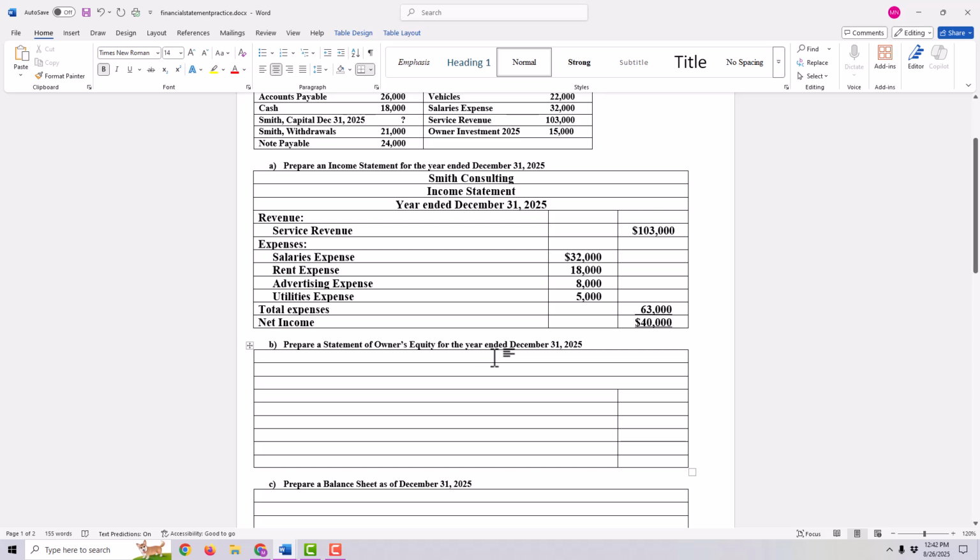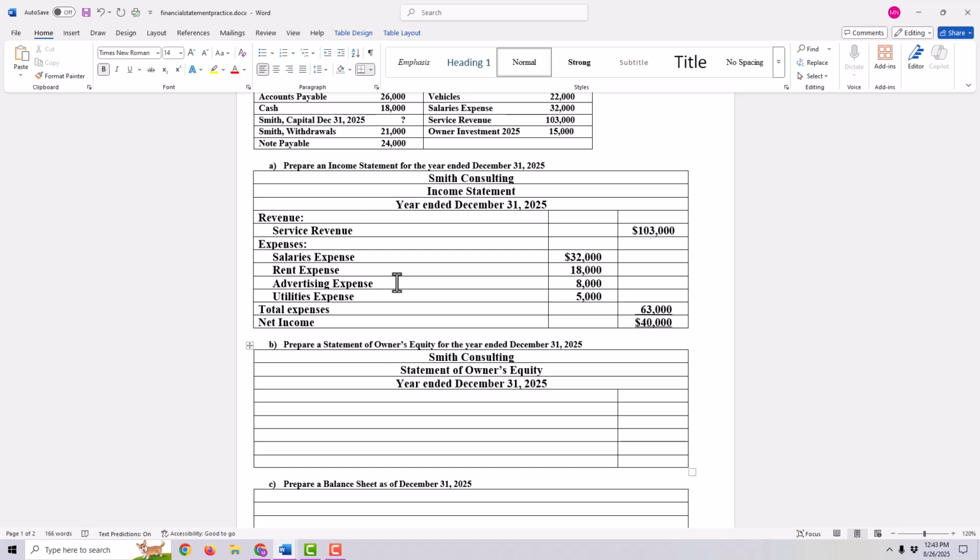Now we're going to do the statement of owner's equity. I'm going to go ahead and put the heading in first, the name of the company. The report is the statement of owner's equity. And this is also for the year ended December 31st, 2025.